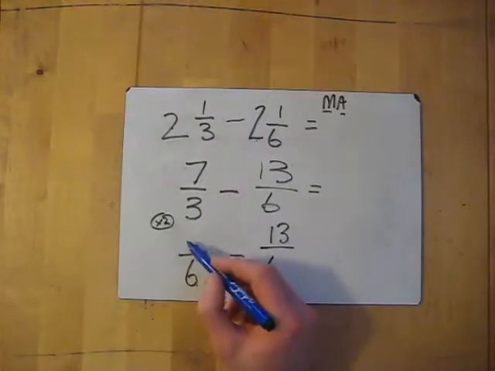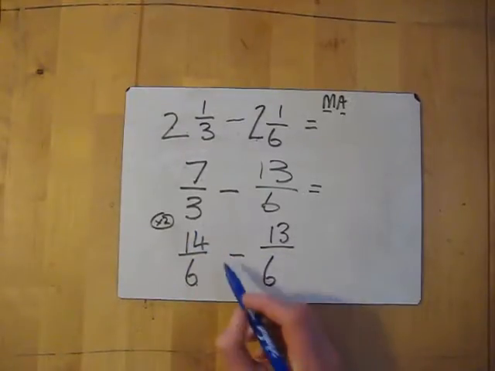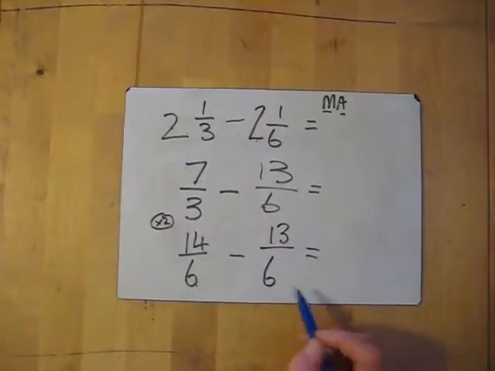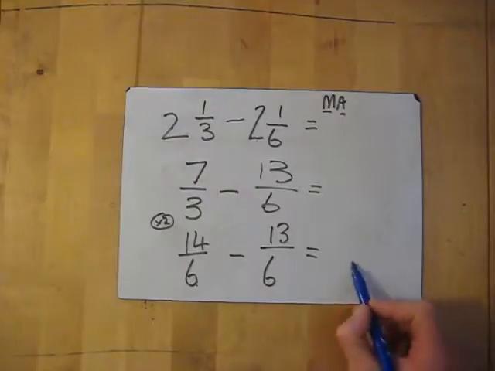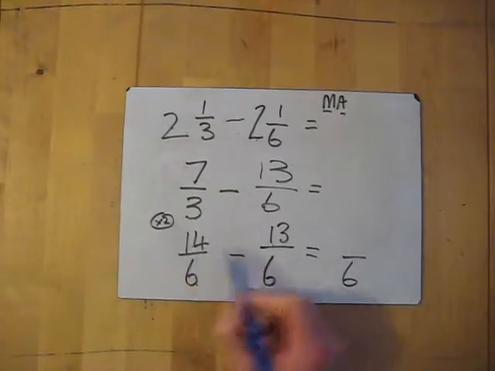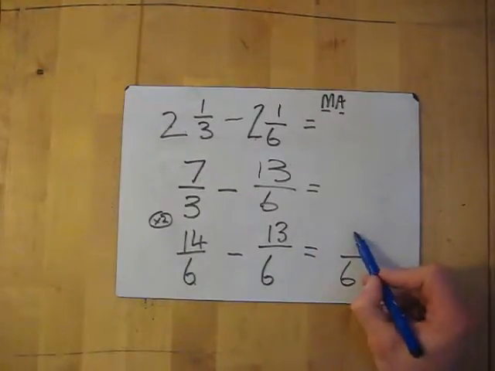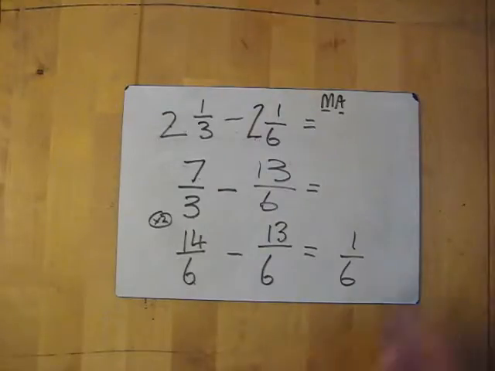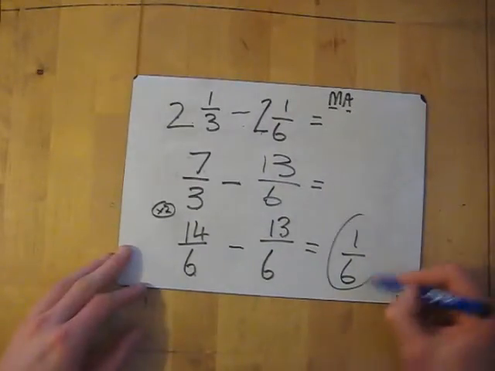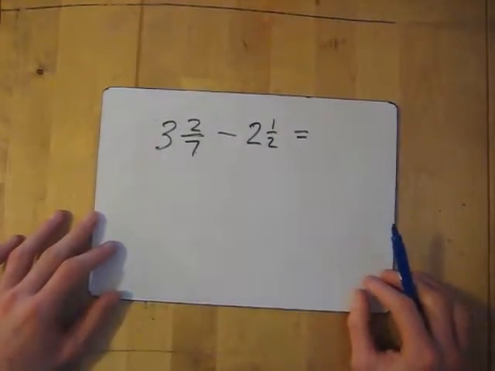So 7 times 2 gives me 14. And then the easy part, just subtract the top numbers, keep the bottom number the same. So 14 take away 13 gives me 1. So the answer is obviously 1/6. Let's try another one. We've got 3 and 2/7, take away 2 and a half.